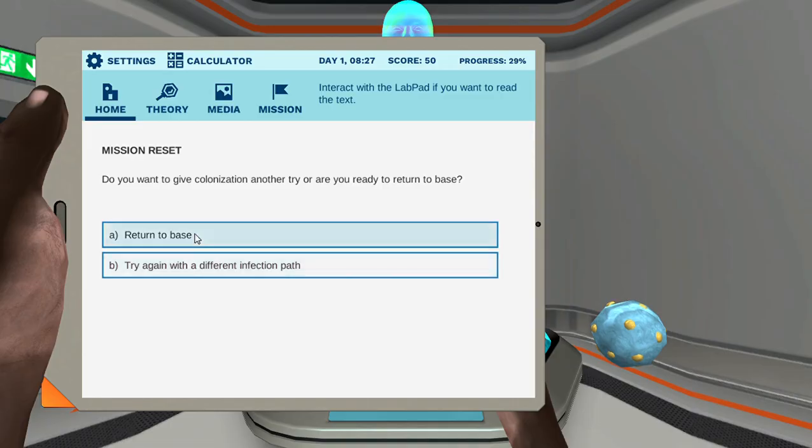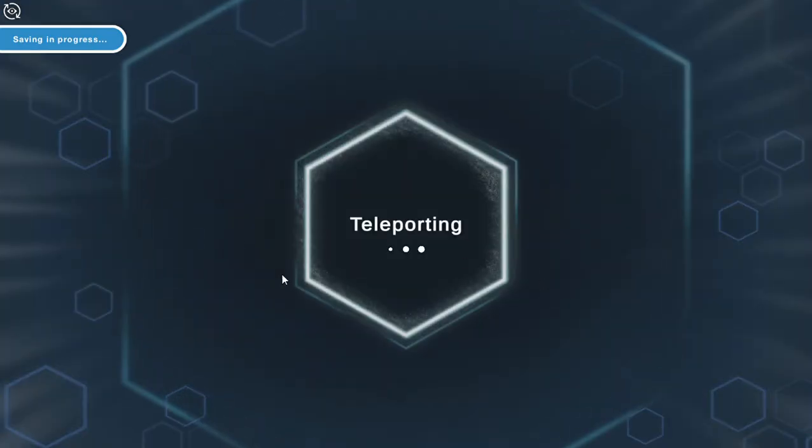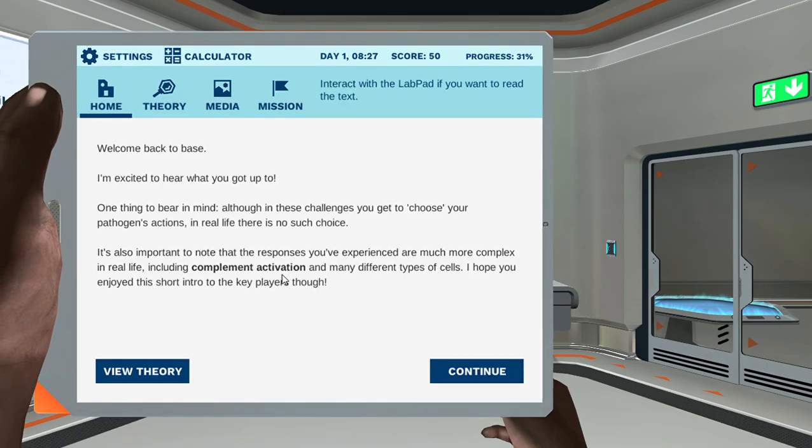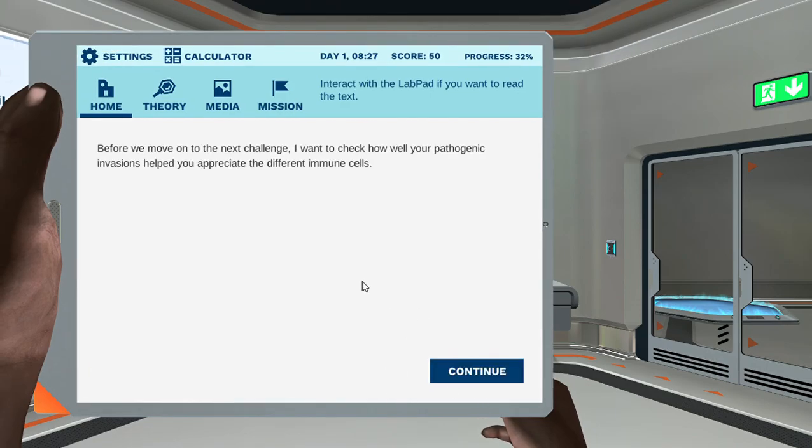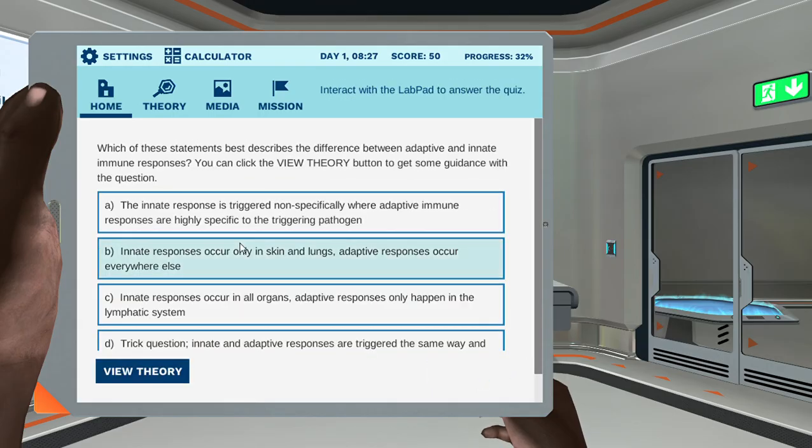Option A, return to base. Welcome back to base. I'm excited to hear what you got up to. Before we move on to the next challenge, I want to check how well your pathogenic invasions helped you appreciate the different immune cells. Which of these statements best describes the difference between adaptive and innate immune responses?